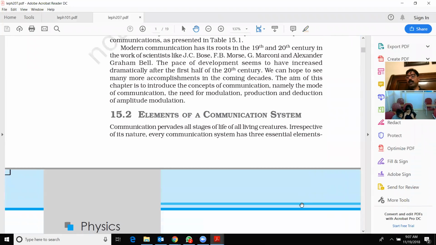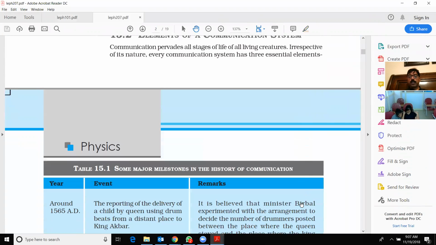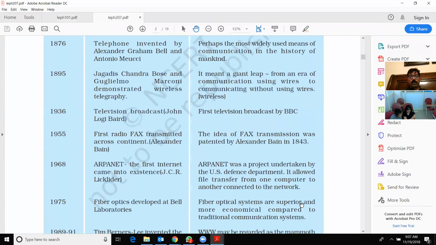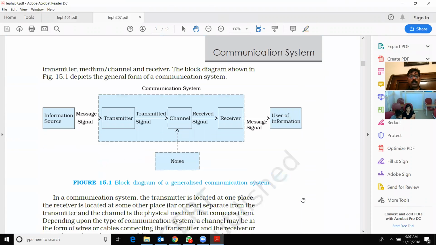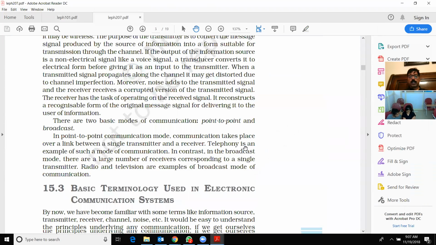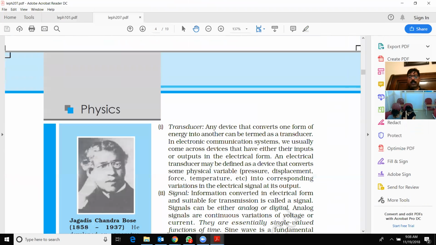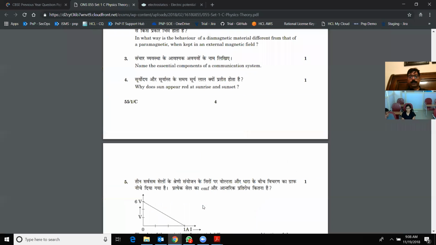Elements of a communication system. Section 15.2, elements. So, what are the elements? Source, transmitter, channel, receiver. Transmitter, channel, and receiver, these are the primary elements. That's it. That's the answer for this question: name the essential components.